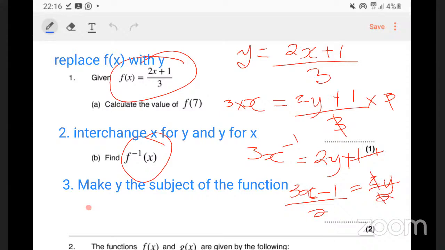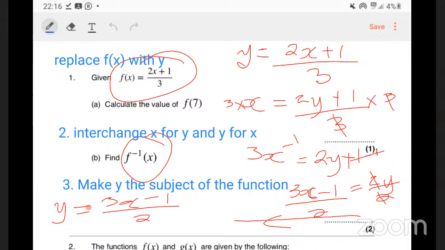2 cancels 2. Now we're left with, I'm just going to write it over here since my space there is limited, I'm going to put the y first. y equal, and then 3x minus 1 over 2.